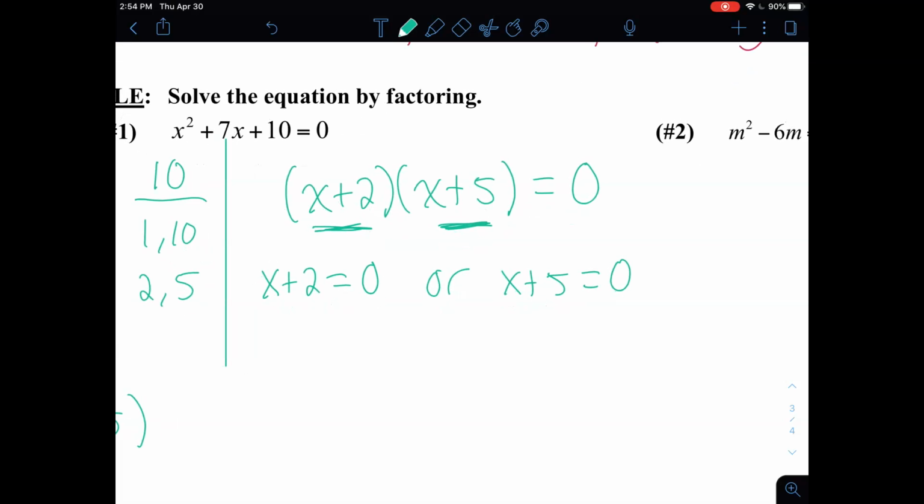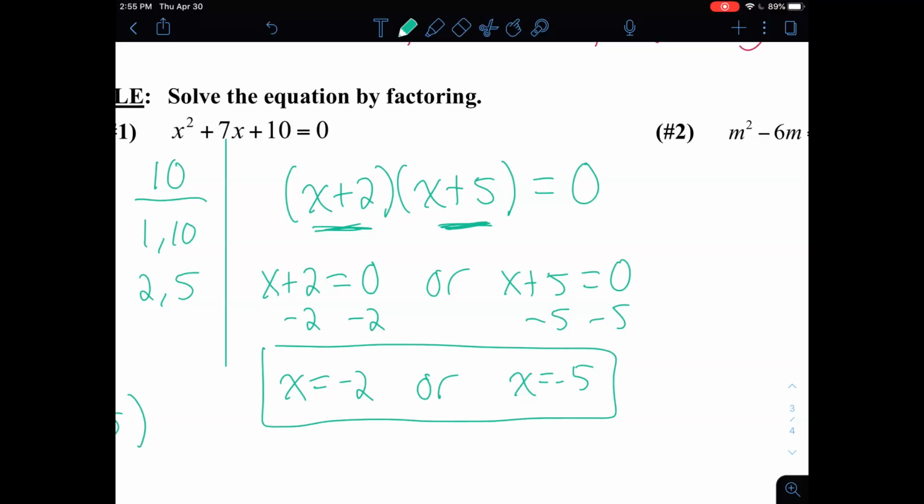So how do we solve for x here? We're going to do what to get x alone? We're going to subtract 2, x equals negative 2, or how do we solve for x over here? We're going to subtract 5, x equals negative 5. And this is our final answer.